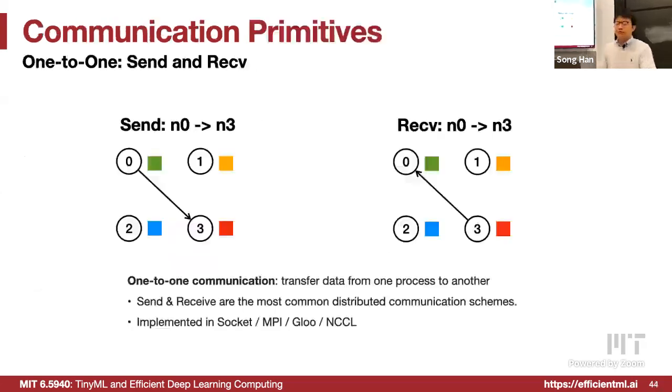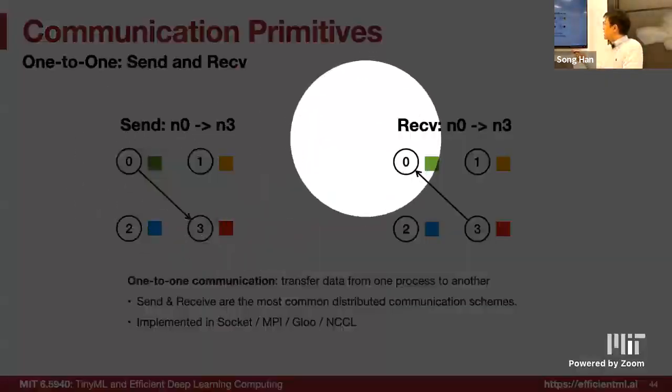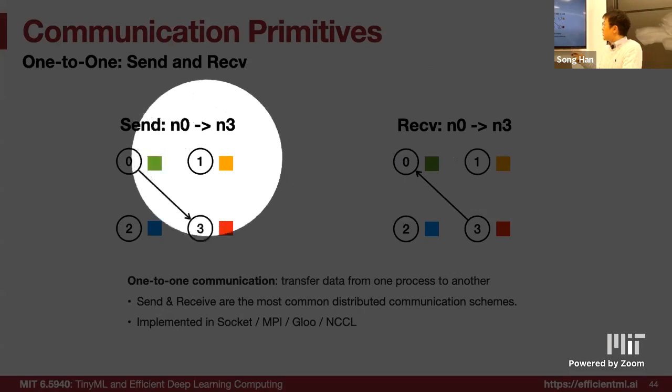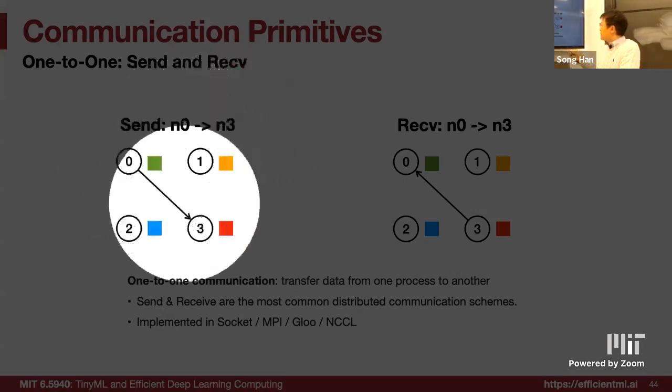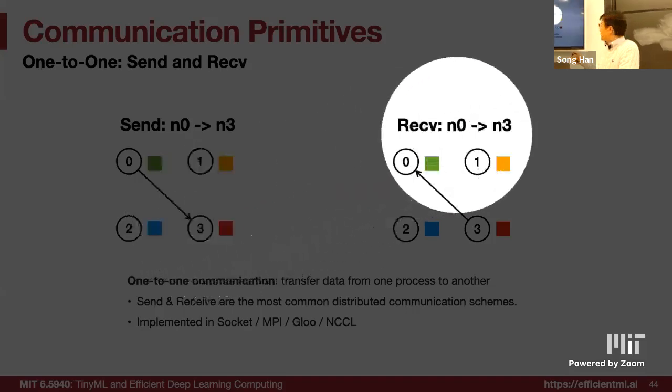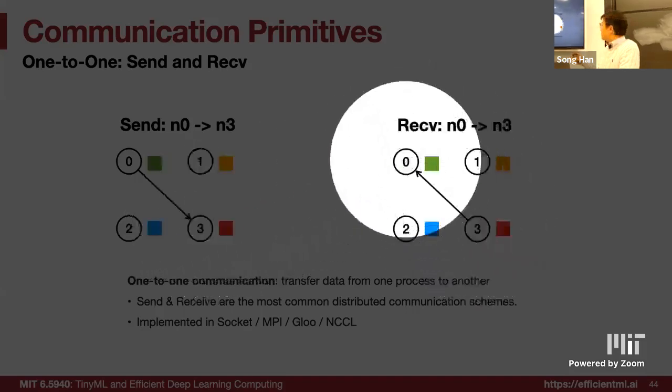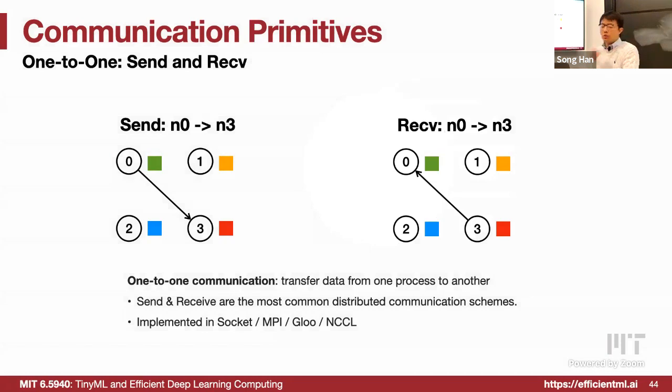So there are a couple of communication primitives when it comes to sending and receiving data over the network across different nodes. So the simplest one is send and receive. Okay, so we have several nodes. We can send from node 0 to node 3. And this is receiving from node 3 to node 0. Okay, so this is one-to-one communication, transferring data from one to another.